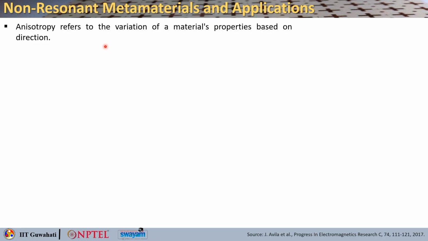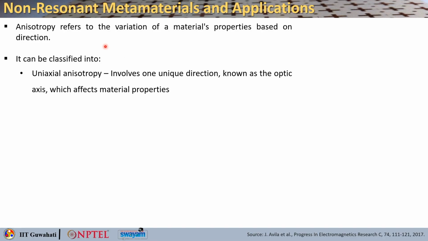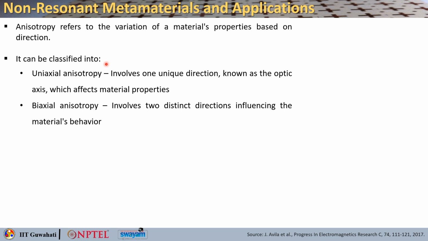So, now let us look into non-resonant metamaterials and their applications. Anisotropy basically refers to the variation of material properties based on direction, and you can classify this into uniaxial anisotropy that involves one unique direction, which is also known as the optic axis, that affects the material properties. It can also be classified into biaxial anisotropy that involves 2 distinct directions influencing the material's behavior.